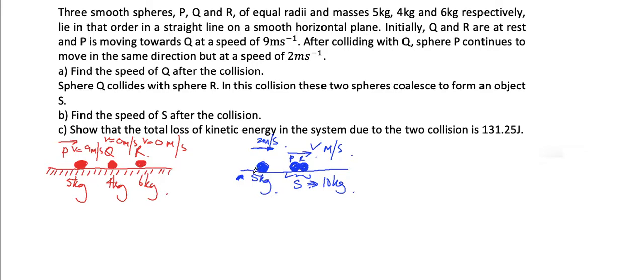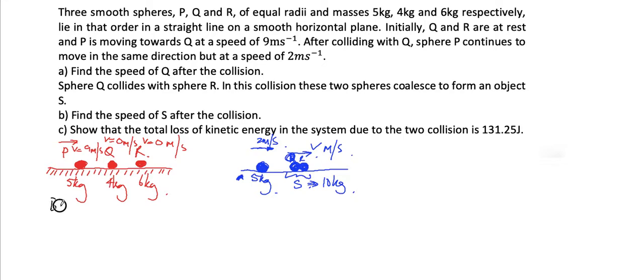So what happened is, this is Q. P hits Q and then Q keeps going a certain distance, and once Q travels at a certain speed it collides again with R, and both coalesce. So you have a few steps over here. Let's do one at a time. The first thing first, let's find out the momentum before collision.